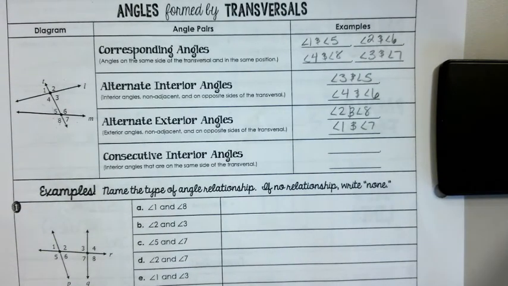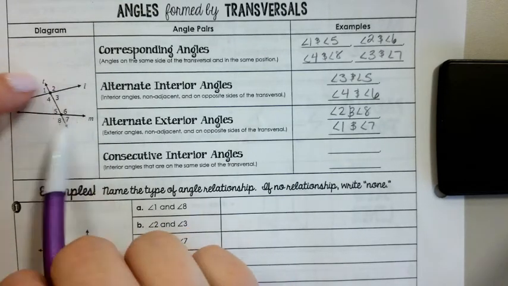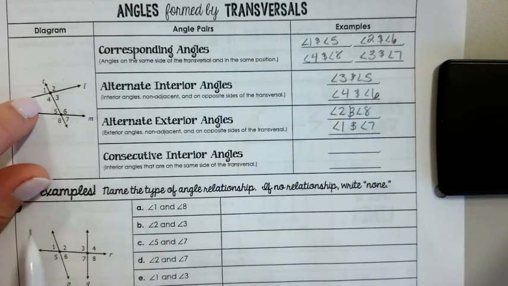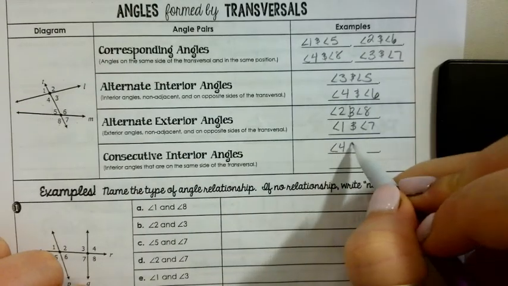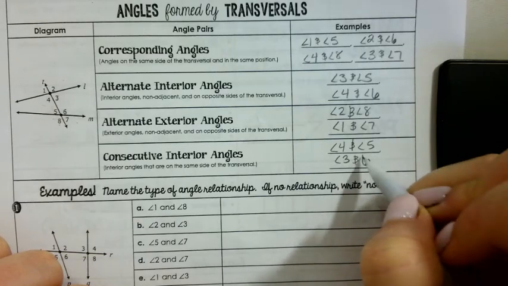We have consecutive interior. If you're going to do something consecutively, like do the numbers consecutively, that's like numbers 1, 2, 3, 4, 5, 6. They're going to be in sequence. So consecutive means they're going to be the same side interior. So 4 and 5, and 3 and 6.